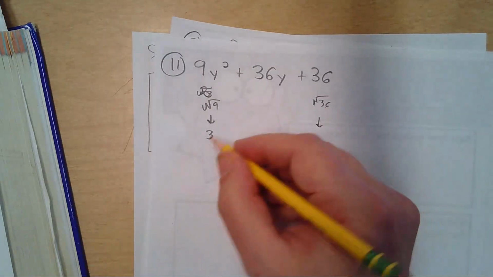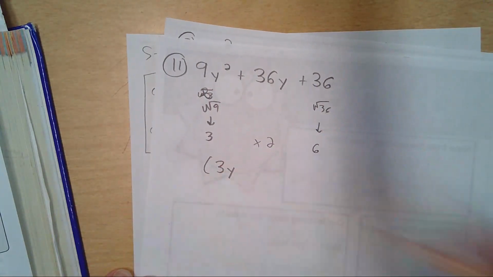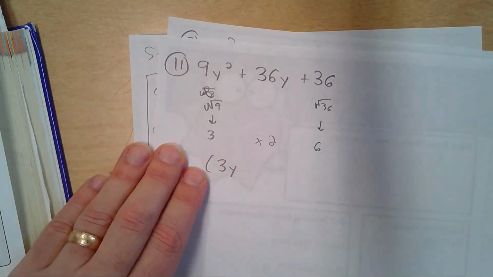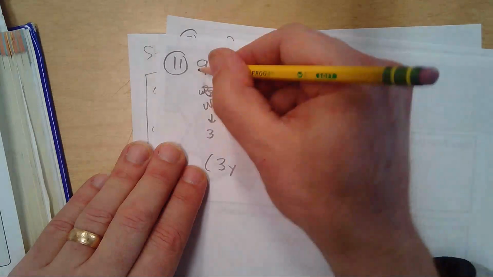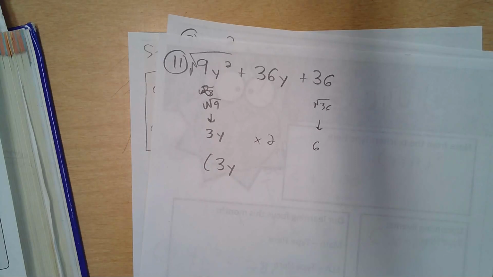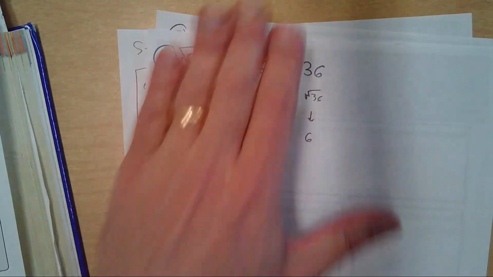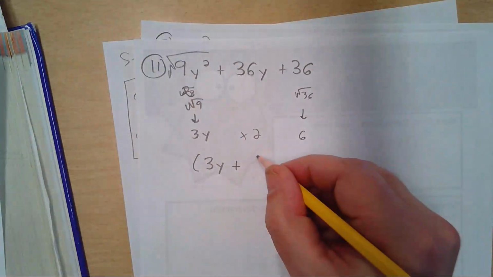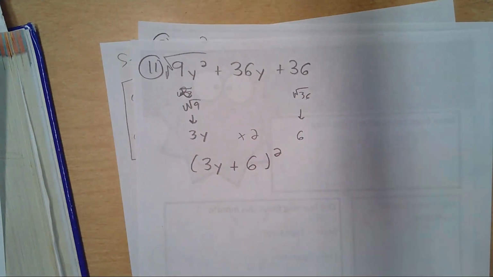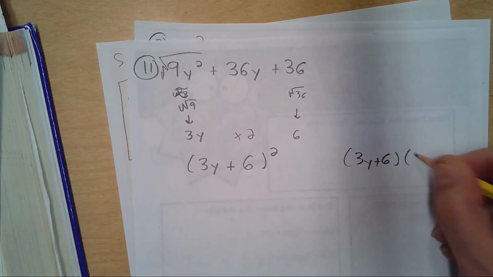Put it all together. What's my answer? Well, over here with my y, I have 3y, because 3 times y. If I officially square all that, 3y times 3y is 9y squared. So there's that. Positive sign, so add, and then what am I adding? The square root of 36, which is 6. There would be my answer. 3y plus 6. Or, again, you can write it this way too.